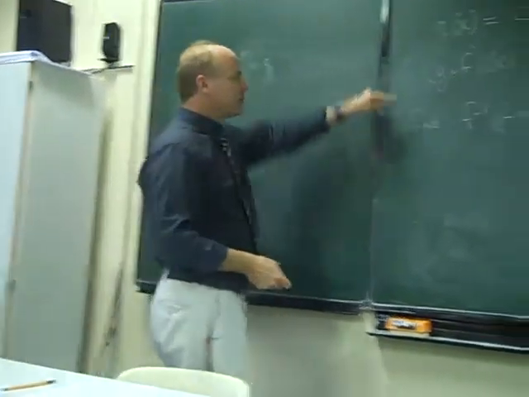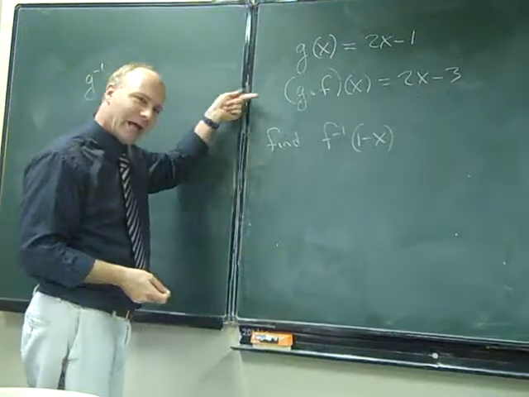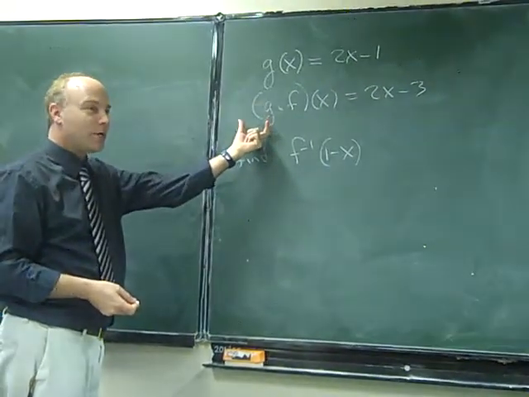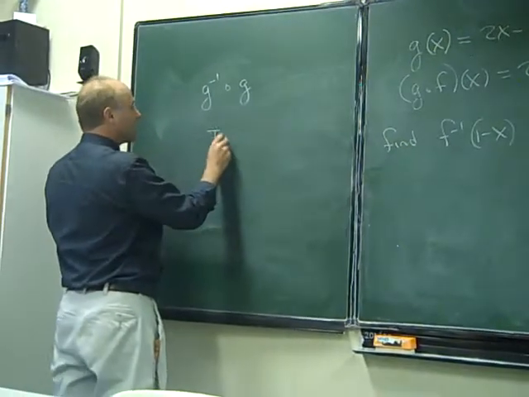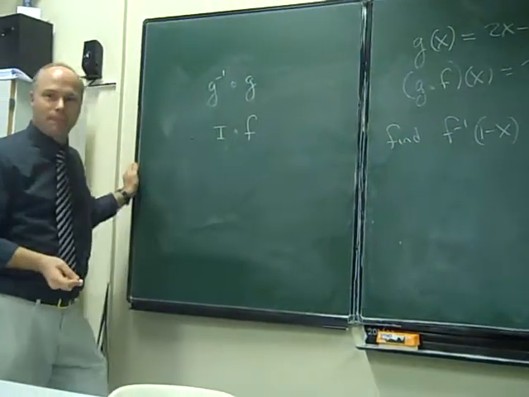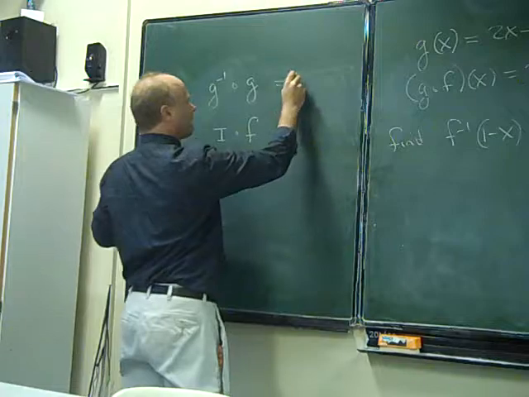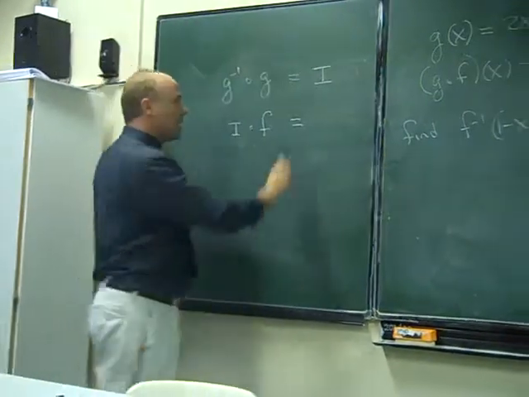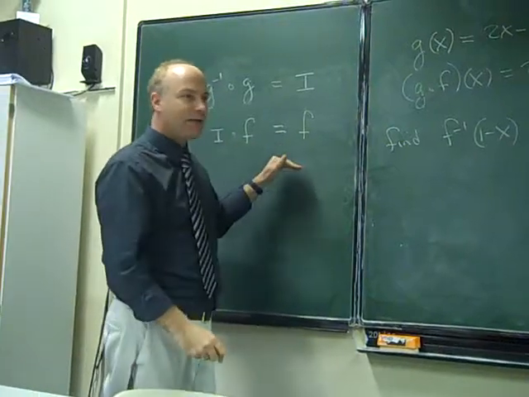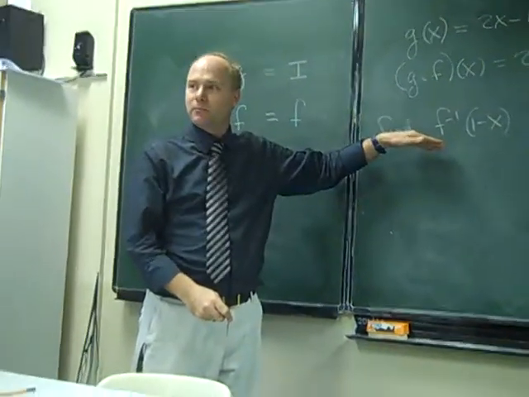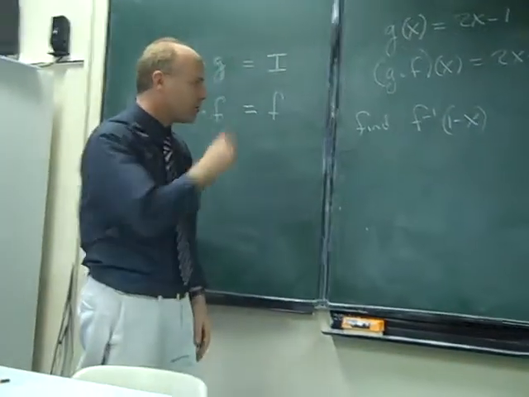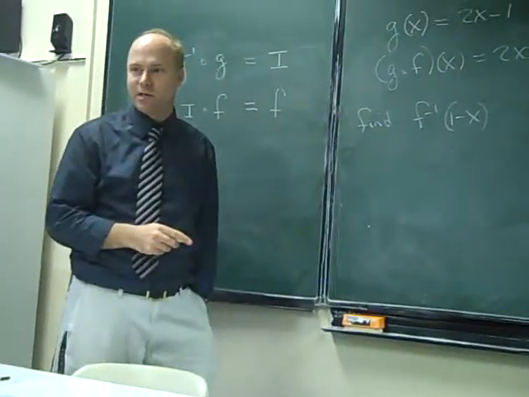So if I can introduce G inverse on the left-hand side of this equation, then I could get the identity, which when put together with F, what happens when I compose I with F? I get F, okay? And that would be good, because if I can get F, then I can get F inverse. And if I can get F inverse, then I can answer the problem. Okay, so that's going to be the strategy here.